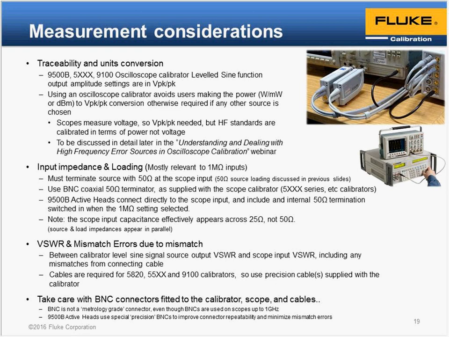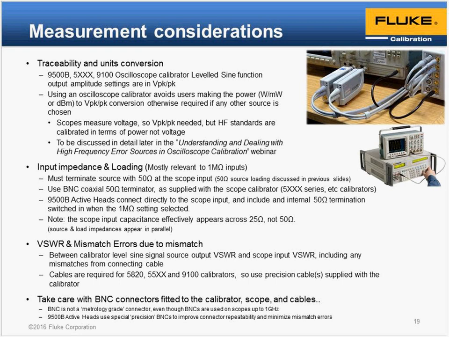If that calibrator is being used to calibrate a scope with a 1 megohm input impedance, the 50 ohm source in the calibrator and the 50 ohm cable that's used to transmit the signal into the scope has to be correctly terminated at the scope input. So you must use a coaxial feed-through 50 ohm terminator at the end of the cable directly at the scope input.